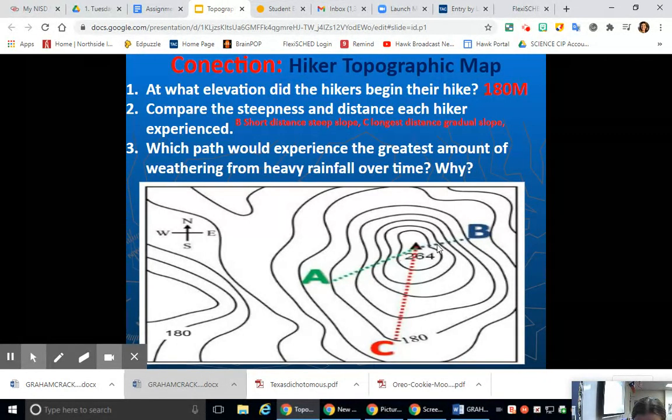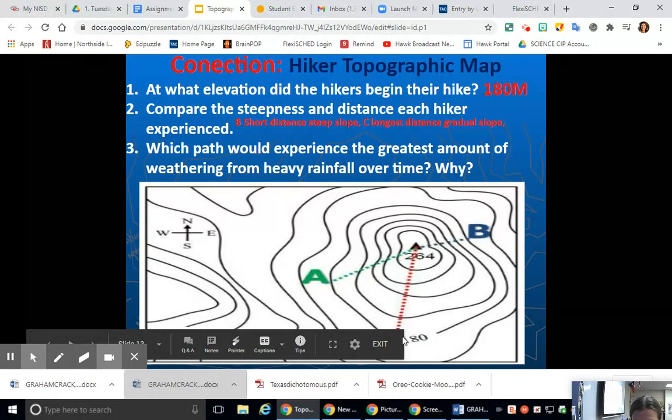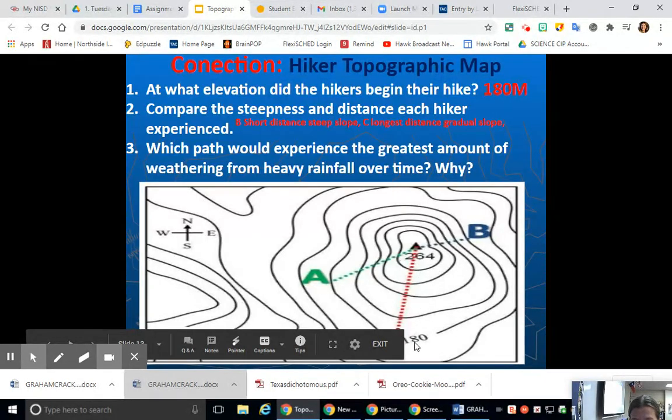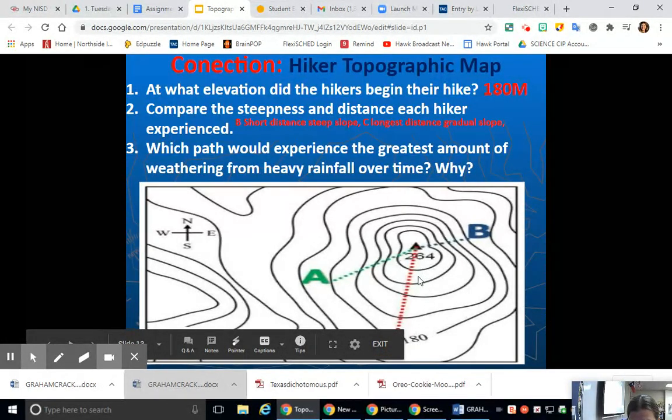So let's start with B. Hiker B went the shortest distance, that's represented by the dotted line. He went a very short distance, but he went up a very steep slope because the contour lines are close together. So he's probably a very experienced hiker, but he's sacrificing a short distance for steepness. Let's look at C. C did the longest distance because we can see the dotted line is red and it's the longest, but hiker C took a very gradual slope because the contour lines are far apart.